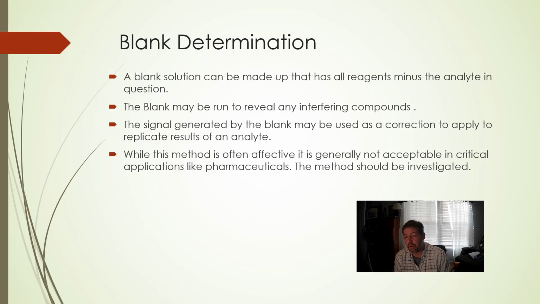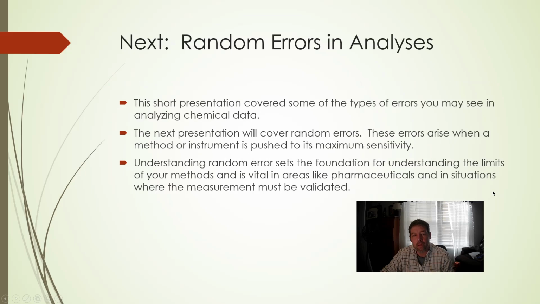There should be a thorough investigation anytime something fails or there's an outlier of any sort. So, coming up next, we're going to look at random errors in analysis. This will be another shorter presentation and cover some of the types of errors you might see in analyzing chemical data. The next presentation will cover these random errors.